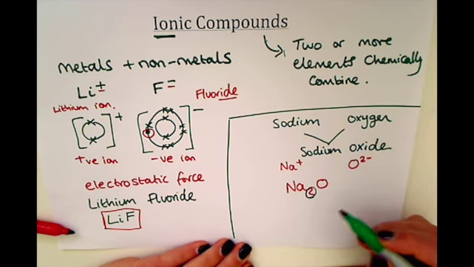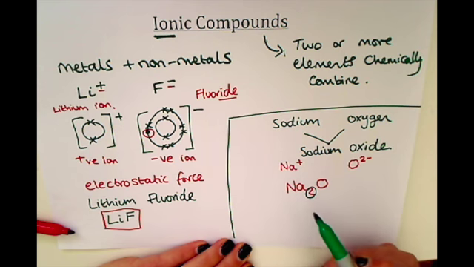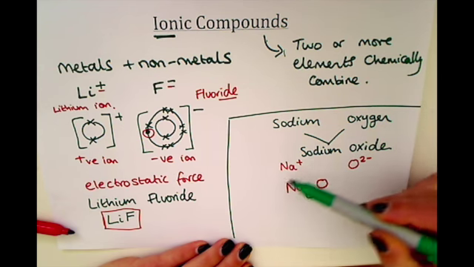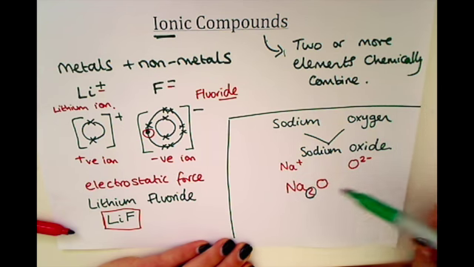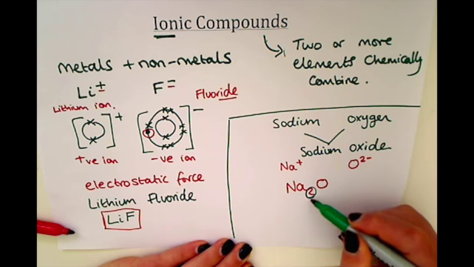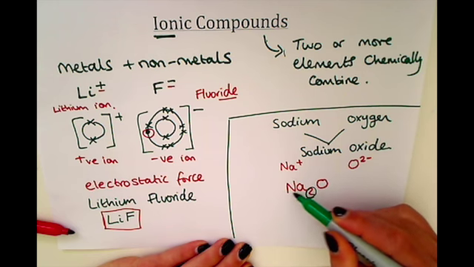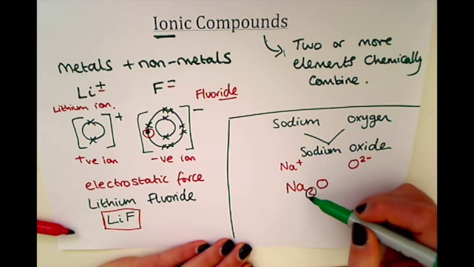Really importantly, you only write the numbers at the bottom. It's not like balancing equations where you write the big numbers in the front. This is all about writing what the actual compound looks like. So you only ever put the small numbers, subscript, which means lower down, next to the ion which you want to multiply.